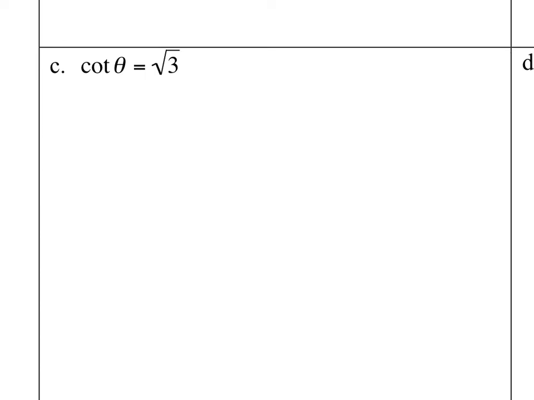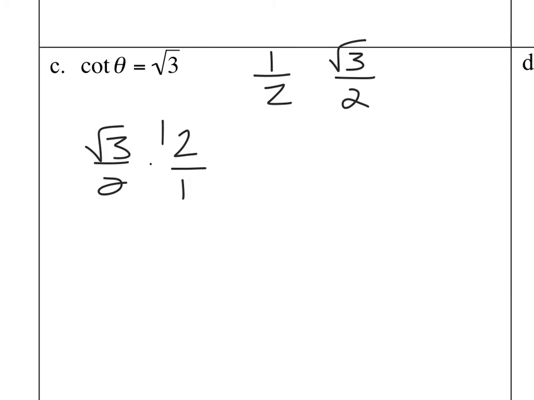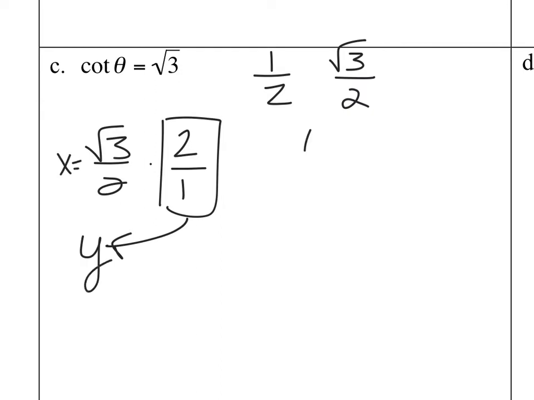So we need to figure out what set of numbers in which order. We know it's going to be a combination of these two right here. But how can I do these together, meaning one divided by the other, to end up with just the square root of 3? The square root of 3 over 2 times 2 over 1. That means I flipped this one, which means that would be my denominator. And cotangent, what's in the denominator, the x or the y? The y. So the y has to be 1/2, and the x has to be this. So my coordinate is this one right here.